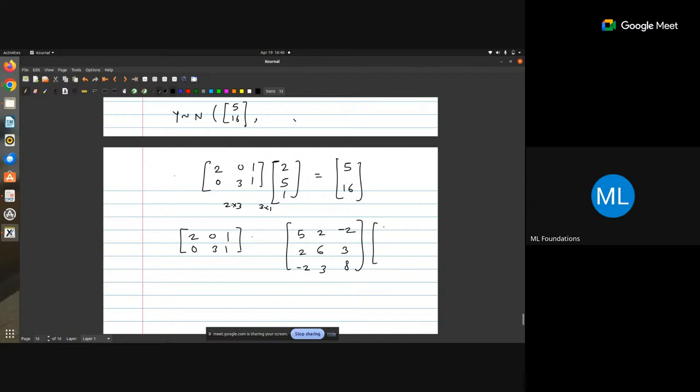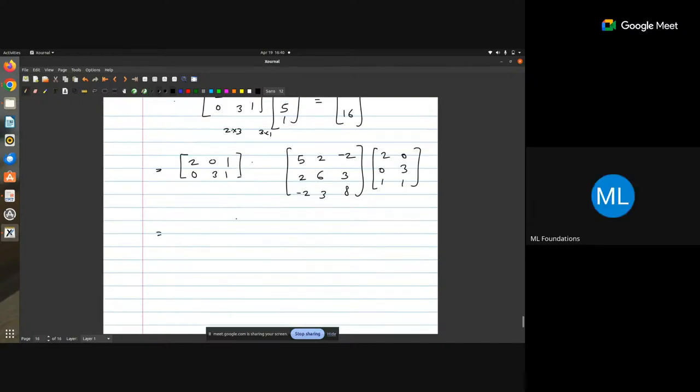So, 2, 0, 1 and 0, 3, 1. We have to solve this. So this is 3×3, this is 3×2. We'll get 3×2 here. 10 minus 2, 8, 6 minus 2, 4, right? Then 18 plus 3, 21, minus 4 plus 8 plus 4, 9 plus 8, 17.